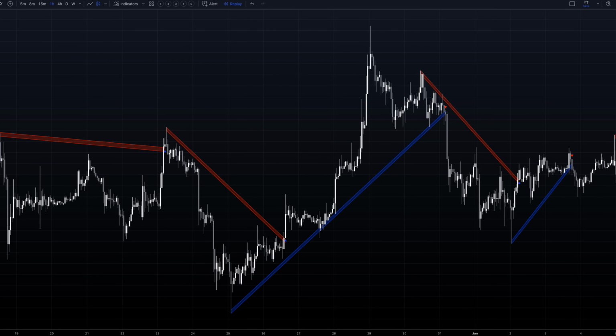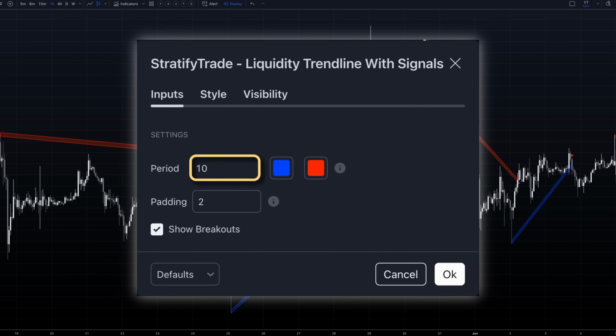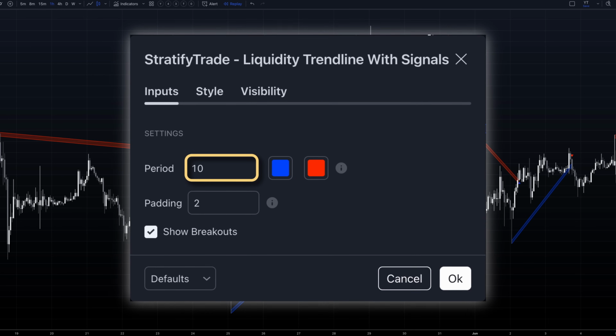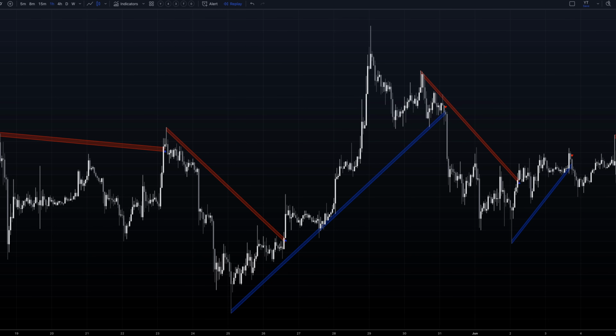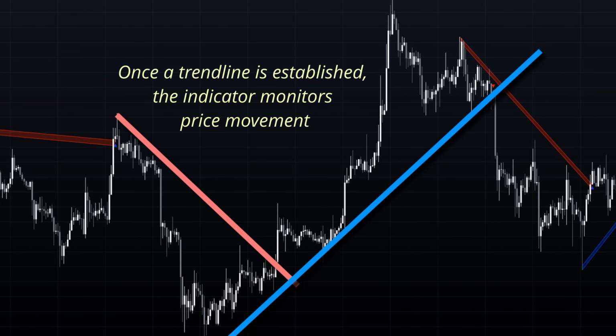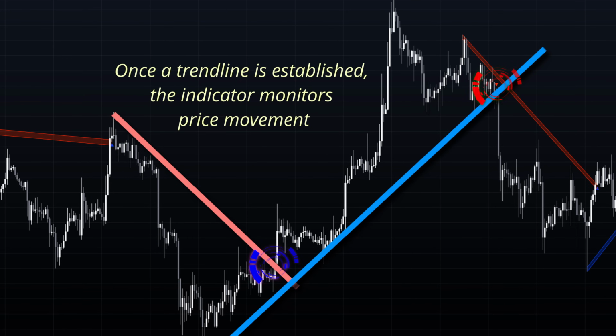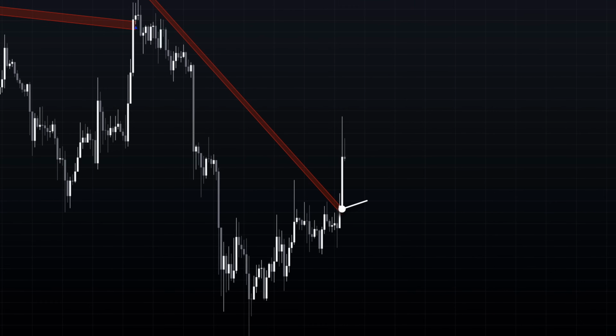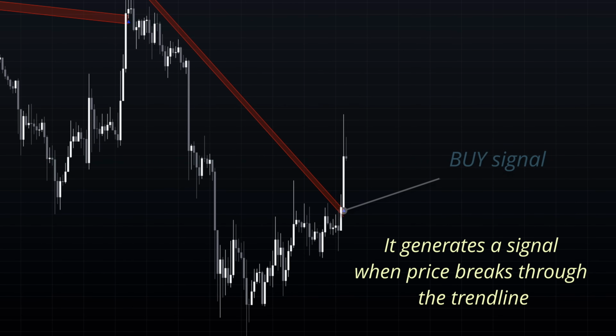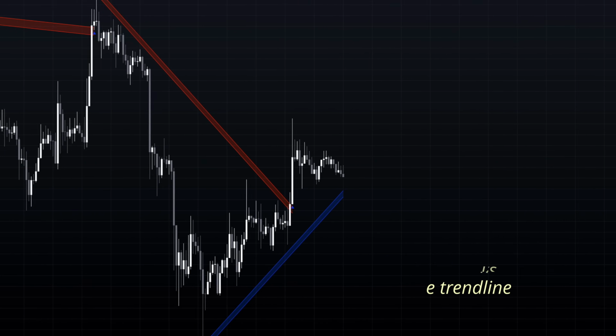The period input determines the number of bars used in finding these pivots, offering flexibility in how trend lines are drawn. Once a trend line is established, the indicator tracks price movement for any breakouts, and a signal is generated when price moves beyond the trend line, which could suggest a change in market sentiment.